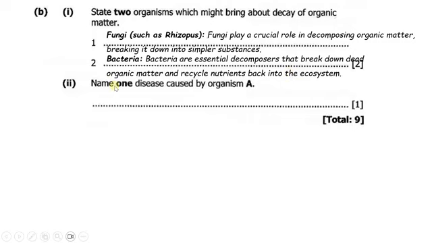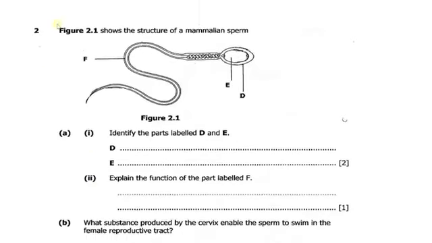Then part 2 says name one disease caused by organism A. So organism A was a rhizopus. So what disease is caused? There are many. So you could say black fungus infection or athlete's foot or ringworm. Then we move on to question 2.